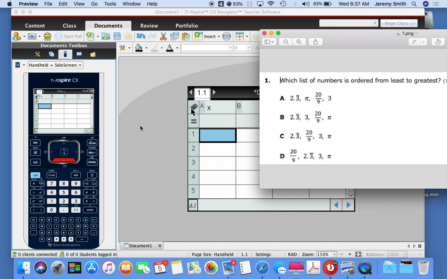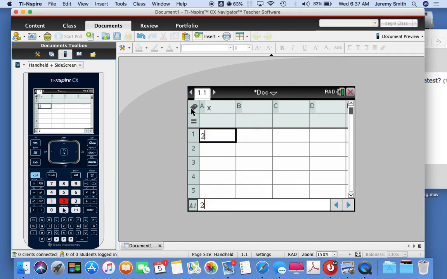So quite simply, we just have to type in 2.3333 into the calculator to replicate that. So let me put that in the calculator. 2.3333, and that's a pretty fair amount to put into the calculator.